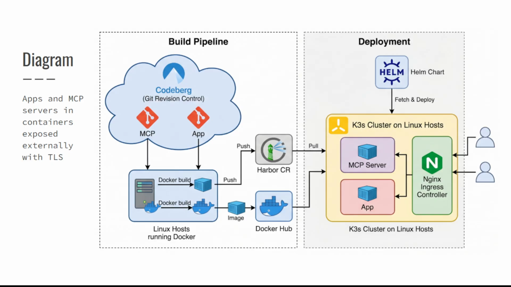I have Docker builds, and they're building the container and pushing it to Harbor CR and Docker Hub. And while I'm showing in the diagram Harbor CR kind of outside of my cluster, technically speaking, my Harbor is running in my K3S cluster. So once I have the containers built, I then use Helm charts to deploy them into the MCP server and app. And now my users access them with the Nginx ingress controller.